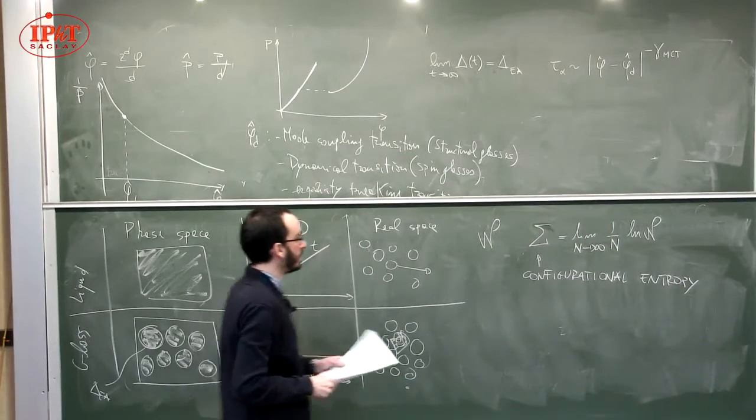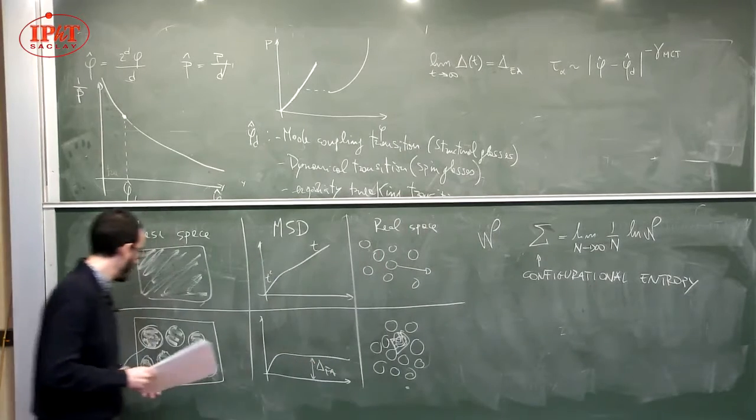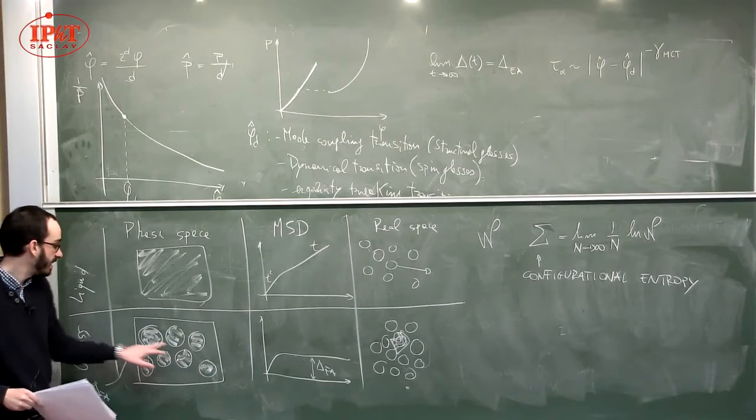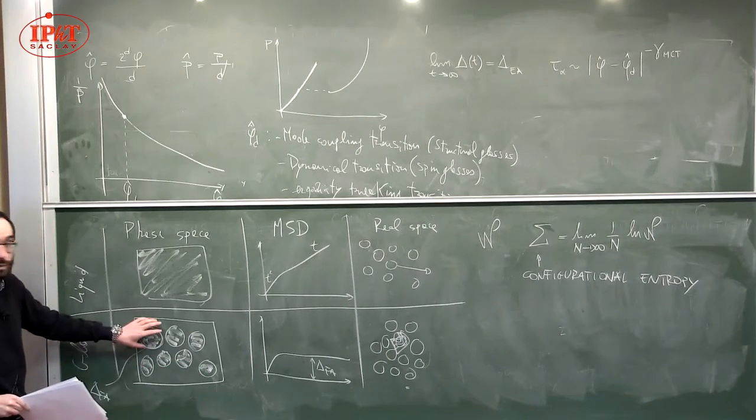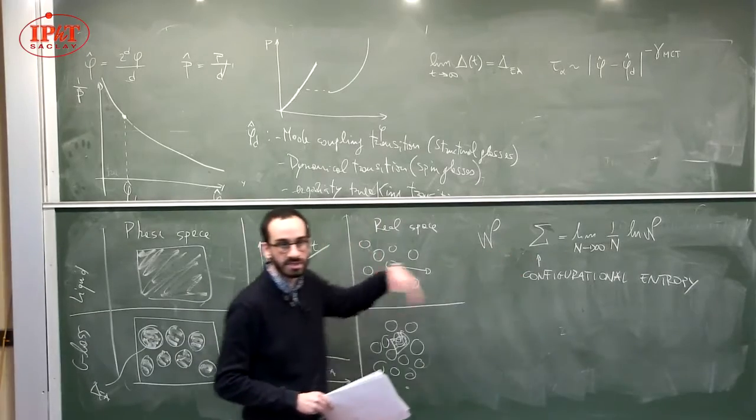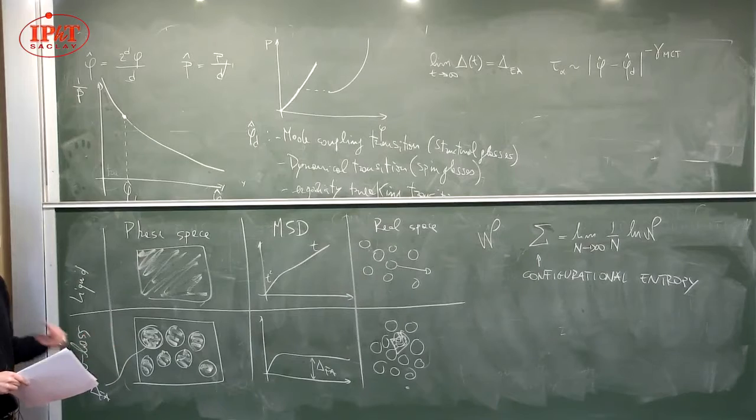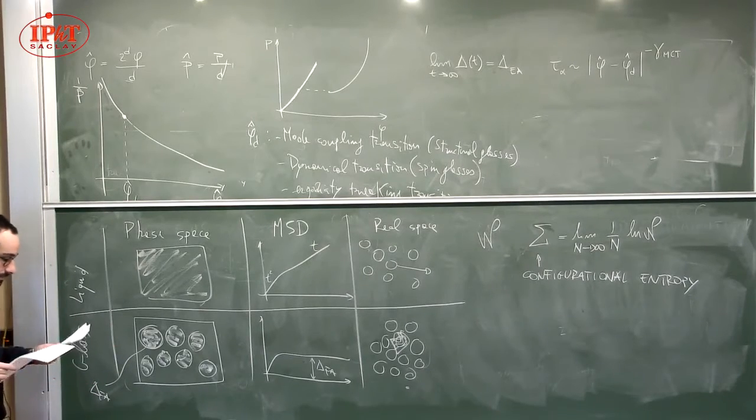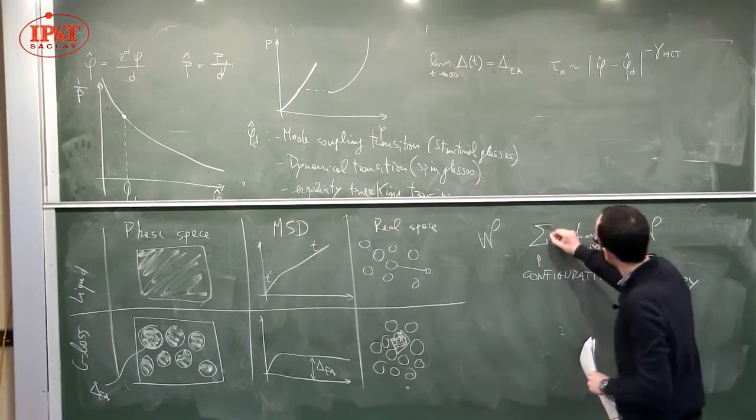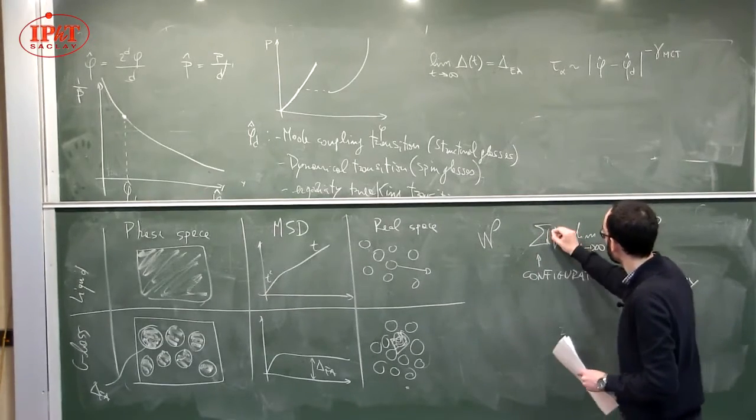So the configurational entropy just tells you how many clusters you have. And each cluster is an amorphous structure. So it's just telling you how many amorphous structures you have in which you can be trapped dynamically. And the behavior of this quantity depends on the packing fraction, phi.